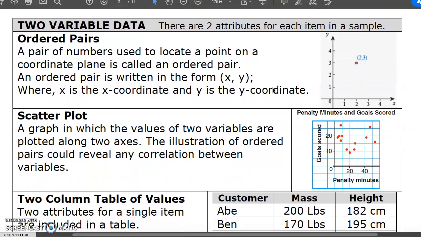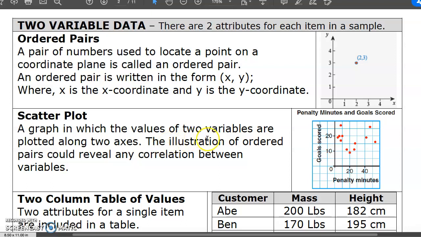Next, 2 variable data. There are 2 attributes for each item in a sample. So data is given in ordered pairs. A pair of numbers used to locate a point on a coordinate plane is called an ordered pair. An ordered pair is written in the form x, y, where x is the x coordinate, y is the y coordinate. So the only visual representation of 2 variable data is a scatter plot, a graph in which the values of 2 variables are plotted along 2 axes.